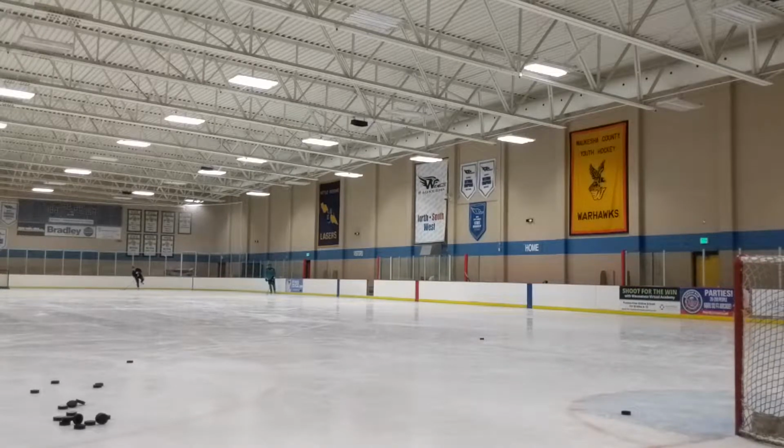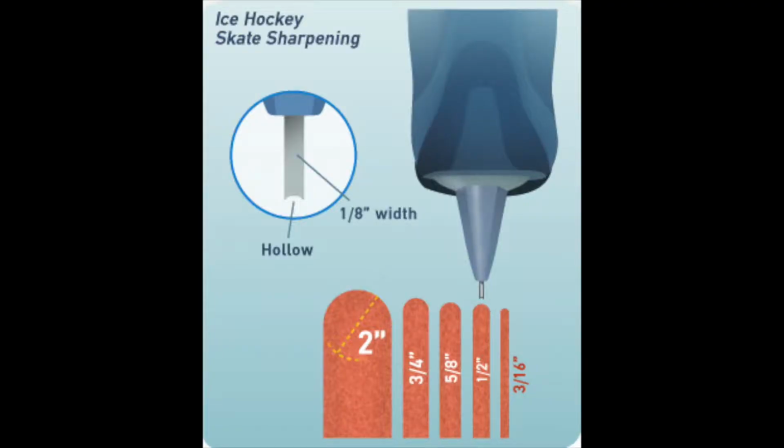What most people don't know is that a hockey blade actually has two edges with a hollow in the middle rather than one singular blade. The radius of the hollow determines how sharp or how deep your blade will cut into the ice.